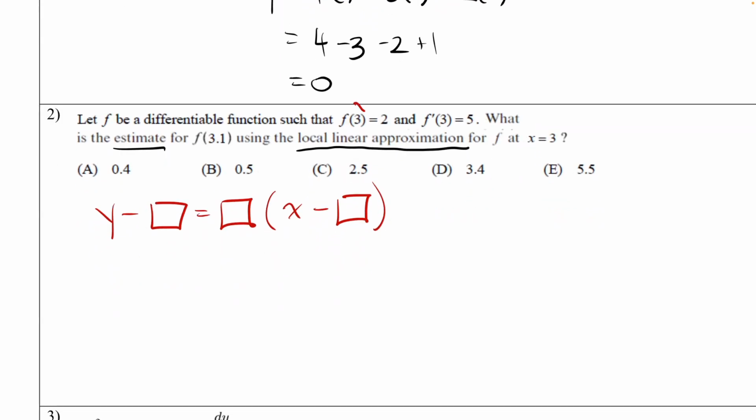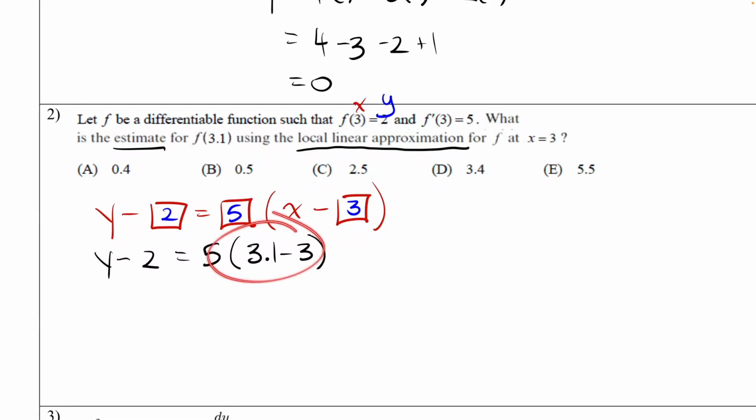All right, what do we have in here? We have an x coordinate of 3, and a y coordinate of 2. And we have the slope. Oh, it gave us a slope of 5. And we just need to plug in 3.1. So this 3.1 is plugged in for this x, and we're going to have y minus 2 is equal to 5 times 3.1 minus 3. All right, mental math, 3.1 minus 3 is 0.1. 0.1 times 5 is 0.5.